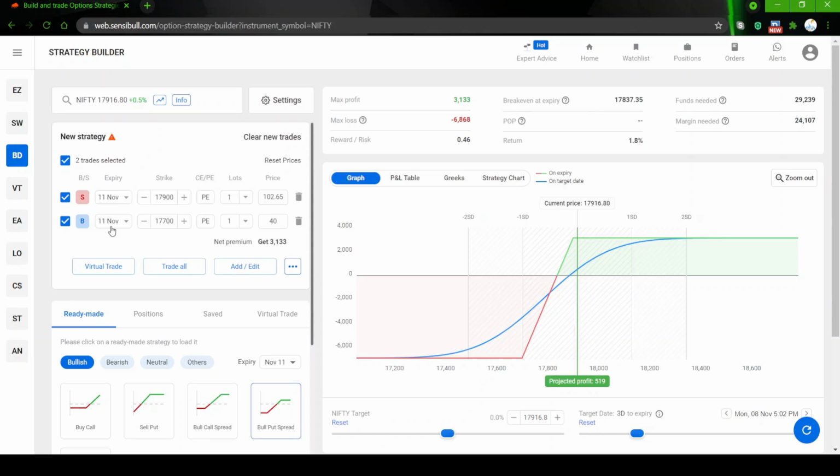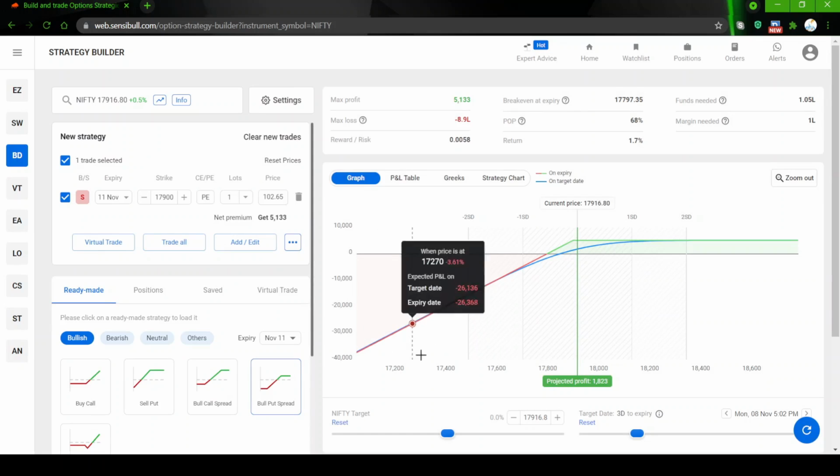What it has done is sell the 11th November expiry 17,900 put, one lot, for 102 rupees. This is a credit. We are receiving money to take this position. To hedge that, we are going to buy the 17,700, a lower put, for hedging. When we do this hedge, our maximum loss is limited. If you are going to sell only this put, I'll just delete and show. If you are going to sell only this put, our max profit is 5133. Max profit is higher than the spread because this is a naked sell.